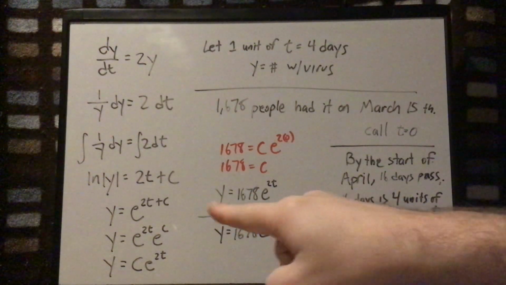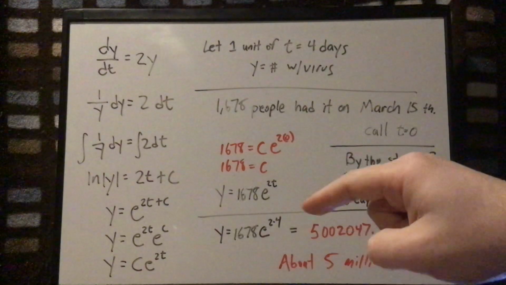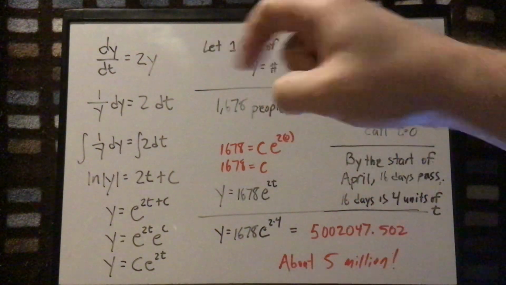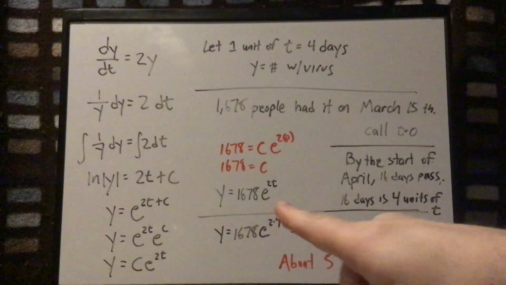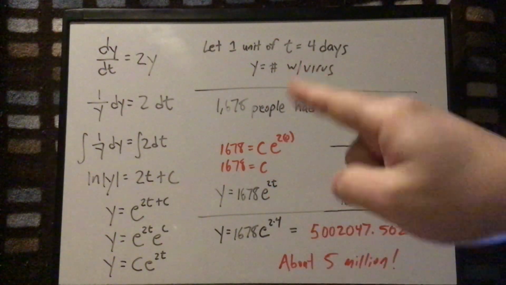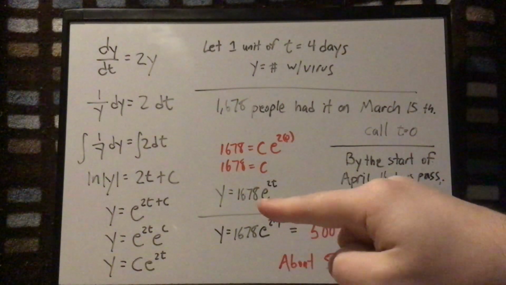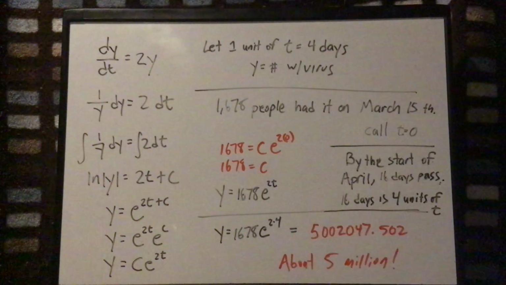So there's my population equation based on what Who told me and the fact that somebody else told me it was doubling every 4 days. I now have an equation. Just keep in mind my t units. Every time I go up 1 t, I'm going up 4 days. But this equation, based on every 4 days that go by, will tell me how many people have the disease.